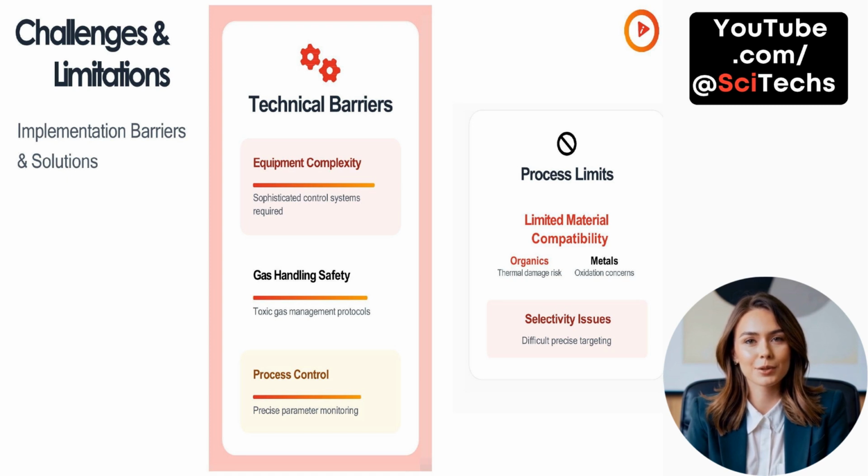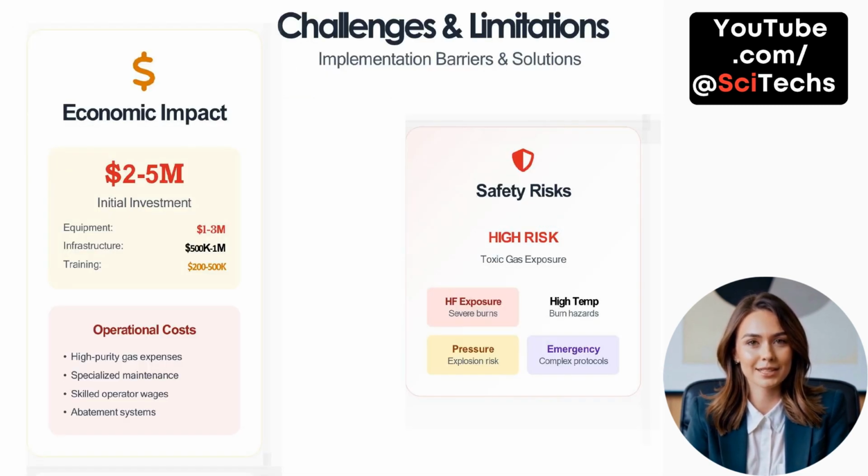One is limited material compatibility. For instance, organic materials can suffer thermal damage, while metals may oxidize under certain conditions, limiting the flexibility of some processes. Lastly, selectivity issues remain a hurdle. Precisely targeting one material without affecting others is difficult, often requiring sophisticated solutions and trade-offs. Economic impact. Implementing advanced semiconductor processing systems requires a significant upfront investment, ranging from $2 million to $5 million.